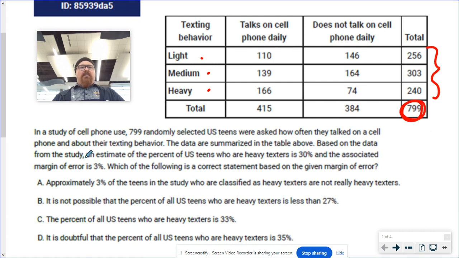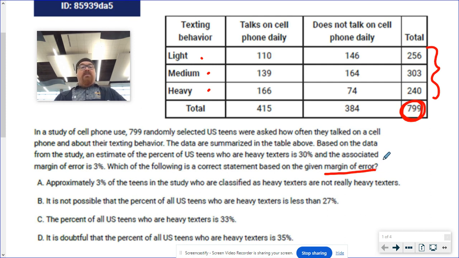Based on the data from the study, an estimate of the percent of U.S. teens who are heavy texters is 30%, and the associated margin of error is 3%. Which of the following is a correct statement based on the given margin of error? Now, you look at this table, and then they tell you that 30% heavy texters. So we can look and figure out that. But that's not what this question is asking us for, right? Really, what it's asking us for is an interpretation of margin of error.